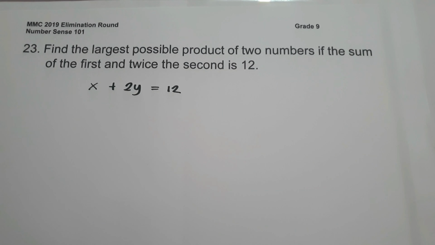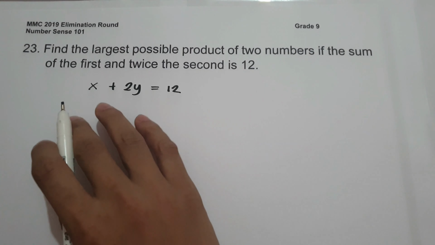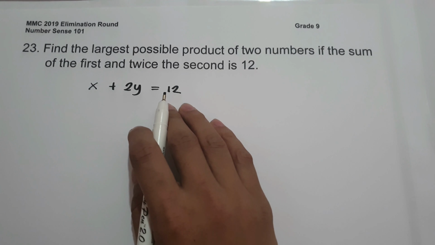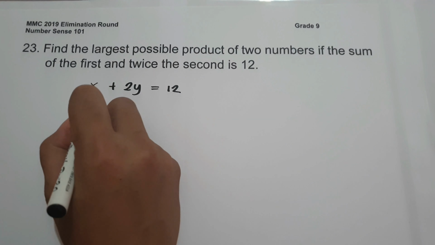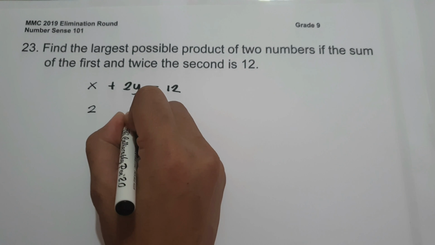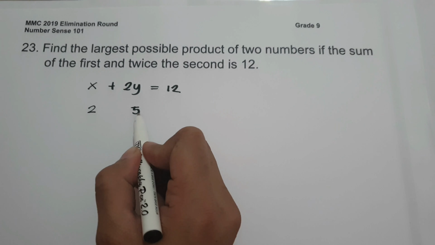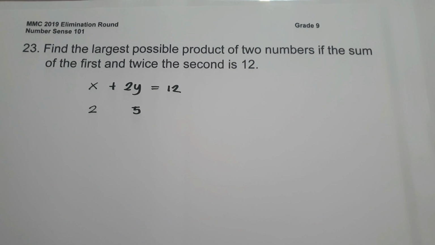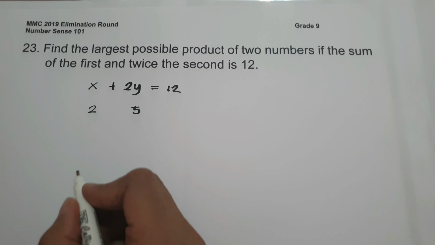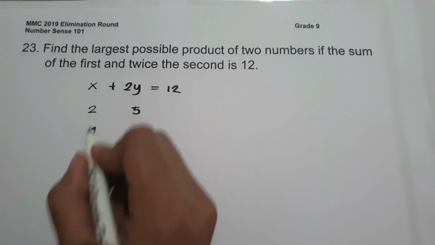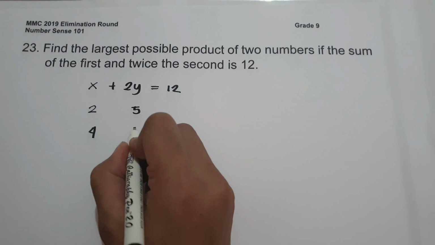Now, to find the largest possible product of two numbers, let us set numbers for x and y to be substituted in this equation to make it 12. So let's say, for example, the value of x is 2 and the value of y is 5. If you are going to substitute x and y, we are going to have 12. And then, let's say we have 4. What must be the value of y if x is 4 to make it 12? So that is 4.